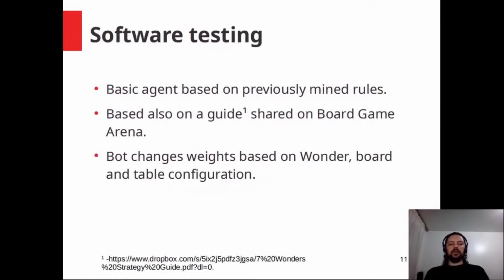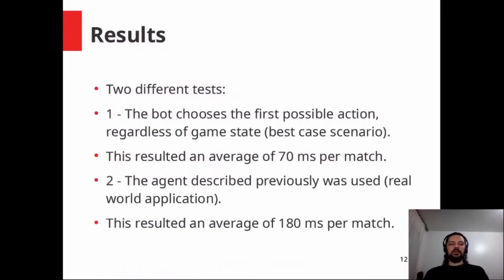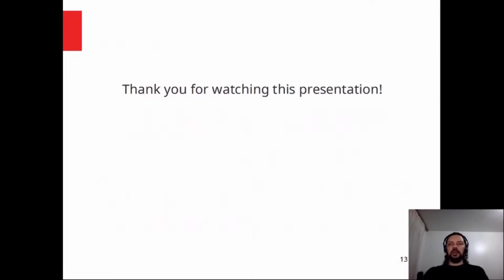For testing, we created a basic agent based on previously mined rules, as well as guidelines available on the Board Game Arena website. Our bot changes weights based on the current game configuration. The results are the following. Using a simpler bot that could only choose the first available option, we calculated an average of 70 milliseconds per match, and with a bot that could change weights and make better decisions, we had an average of 180 milliseconds per match. And that's it. Thank you for watching this presentation.